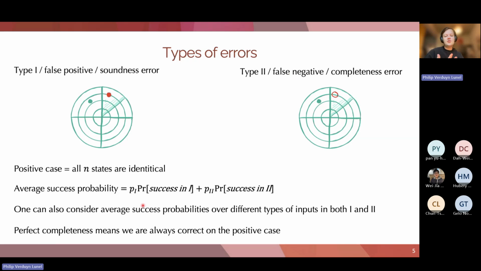And then you can compute the average. What we're interested in for these protocols is actually the average success probability. So with some probability, you're going to get the positive case, and you want to multiply this with the probability that you identify this successfully, and then with some probability you're going to get the negative case, and then you want to multiply this with the probability of answering successfully in this negative case.